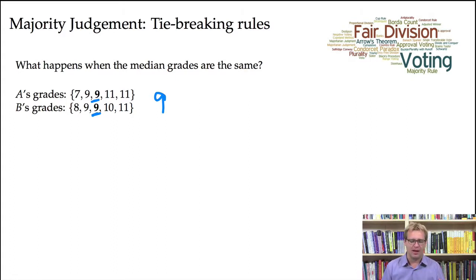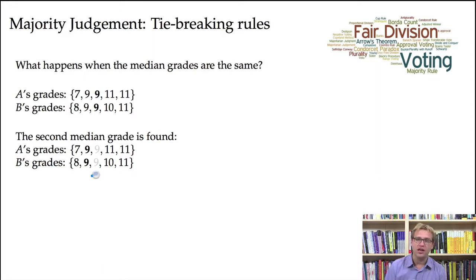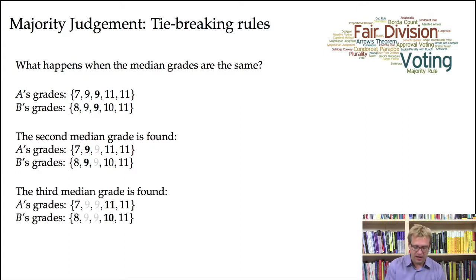So here's the tie-breaking mechanism. You find the median grade. If it's tied, you drop that grade. So you drop 9 from consideration, and then you do the process again. You find the new median grade. Well, we do that. We see that again, it's tied. So again, you drop that median grade, and you do it again, and you keep doing it. And if you keep doing it and they remain tied the whole time, that obviously means that they are assigned exactly the same grades. And of course, in that case, the candidates should be tied. In this case, we see that A is assigned the median grade 11, B is assigned the median grade 10, so A will end up being declared the winner.